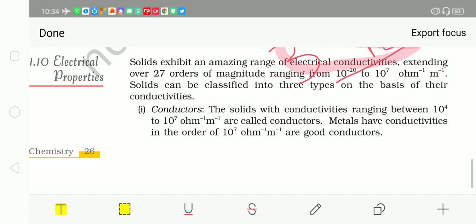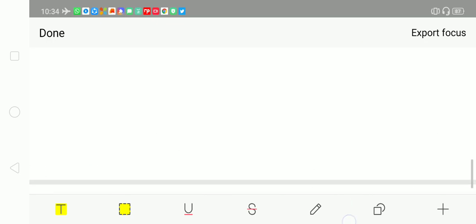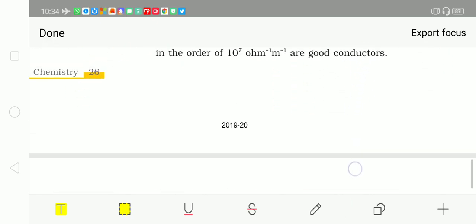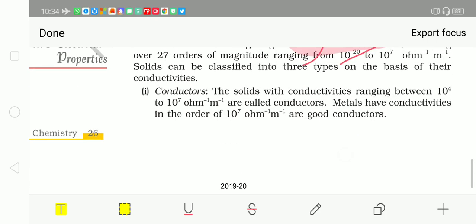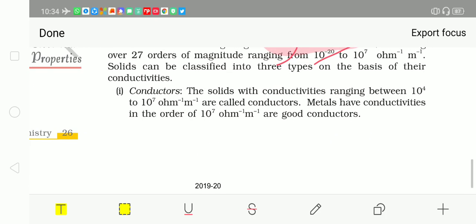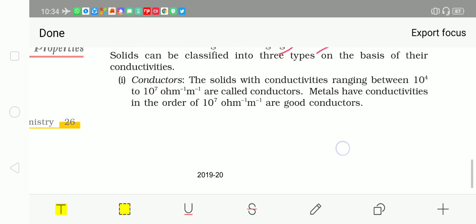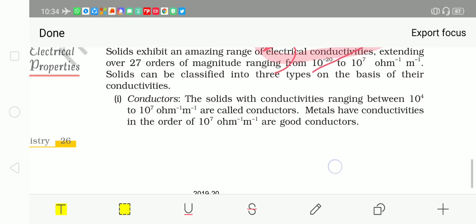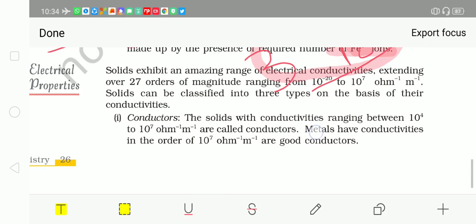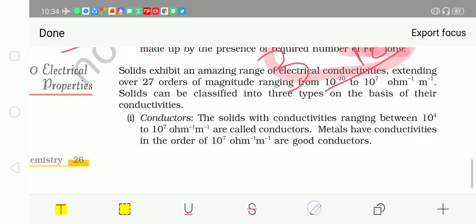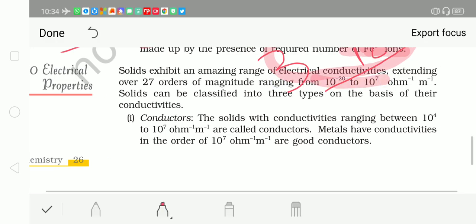We are basically considering three kinds of materials on the basis of electrical conductivity. They are conductors, insulators, and semiconductors. How can you categorize which kind of solid is a conductor, which is an insulator, and which is a semiconductor? On the basis of the conductivity value, it ranges from 10 to the power minus 20 to 10 to the power 7 per ohm per meter. This is the range of the conductivity.